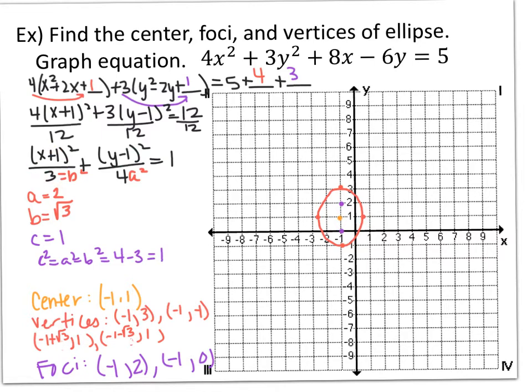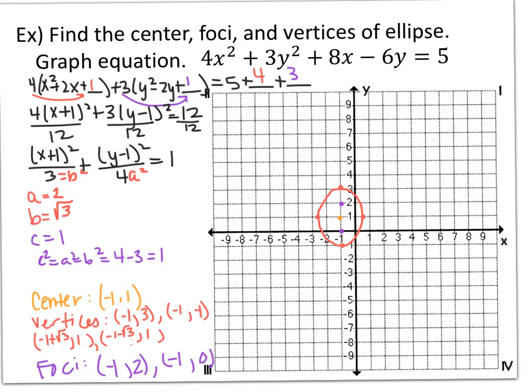So I'm going to go root 3 in the positive x direction, so that's going to be negative 1 plus root 3. And then I'm going to go negative root 3 the other way, so I'm going to get negative 1 minus root 3. So those are my 4 vertices. I found c squared. C squared is equal to a squared minus b squared, which is equal to 4 minus 3, which is equal to 1, which means c is equal to 1.